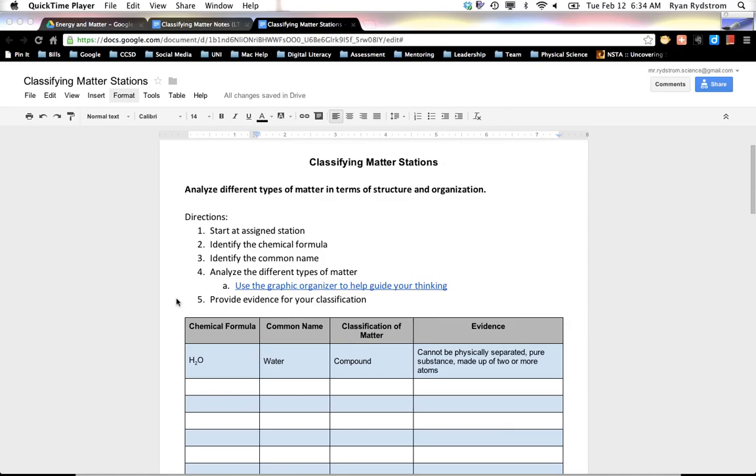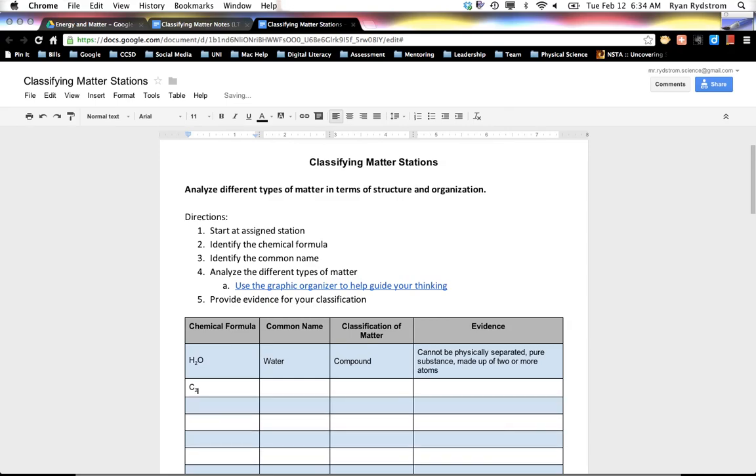So ethanol, my step one is to identify the chemical formula. Remember, the chemical formula is the letters and numbers. So ethanol's chemical formula is C2H6O. The common name is ethanol, if I can spell it. There we go. Now I need to go through and I need to classify the matter.